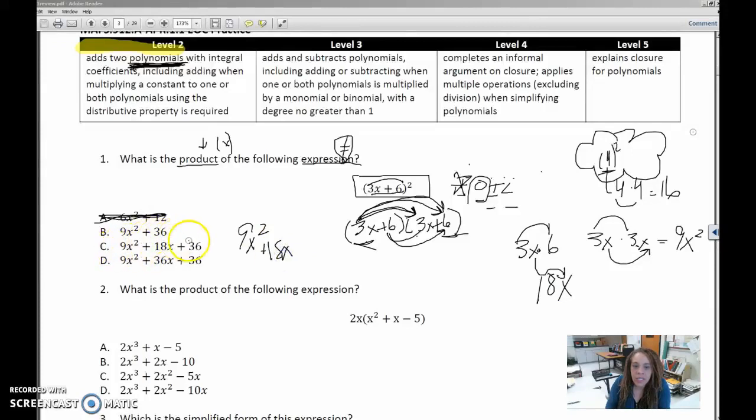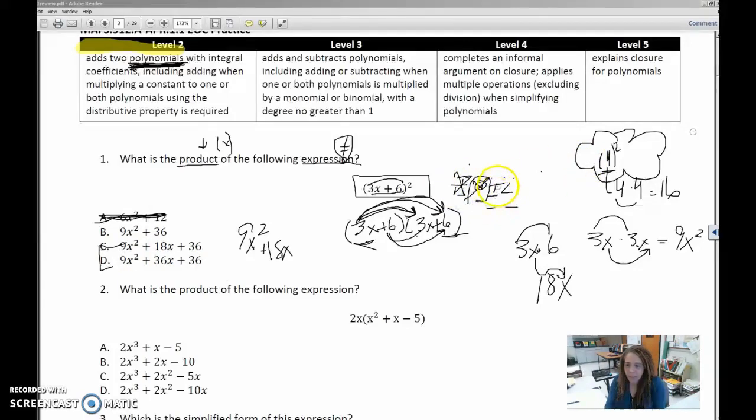Notice there's an 18x here, but wait, there might be more. Okay, don't get too excited. I see these two are looking like I saw an 18x. I might want to save myself some time and say, oh, I found the answer, it's C. Don't get ahead of yourself. Keep going back. We got 2 more parts here. So that was our outer terms.